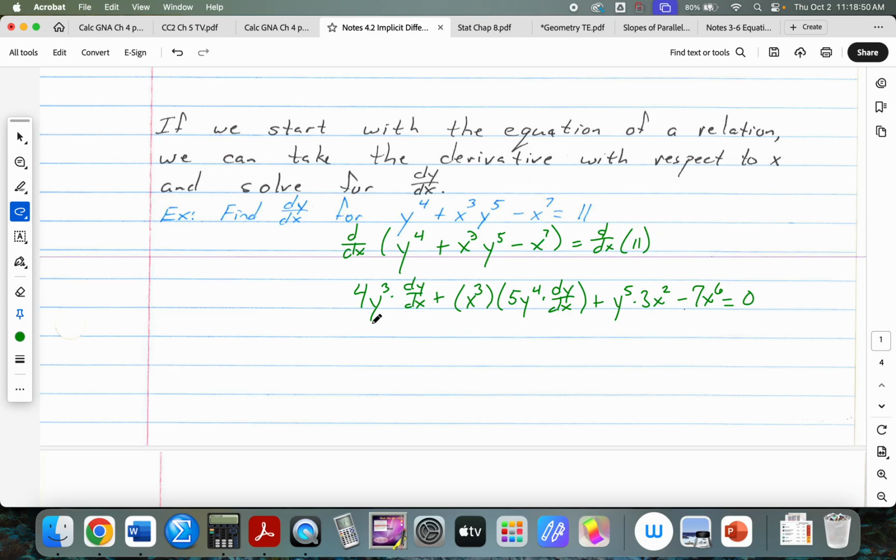So now what I will do, and I'm going to do these two steps at once, anything with a dy dx in it, I'm going to keep over here and clean it up. Anything without, I'm going to move it to the other side of the equation. So this is going to be dy dx times, I've got a 4y cubed plus 5x cubed y to the fourth equals 7x to the sixth minus 3x squared y to the fifth.